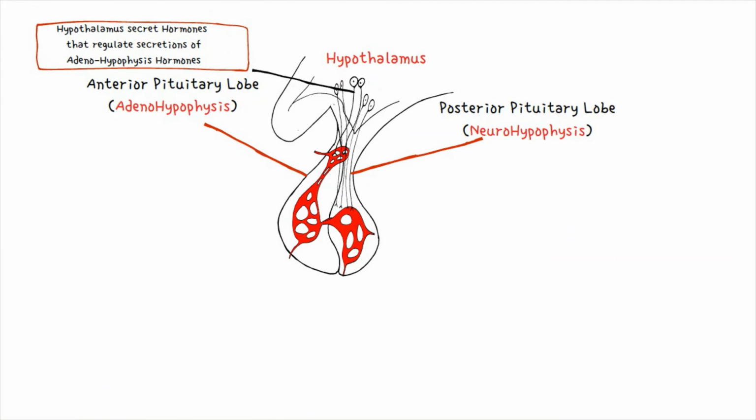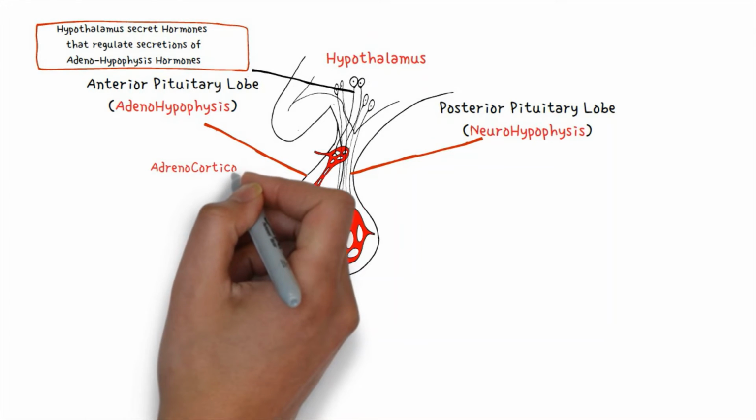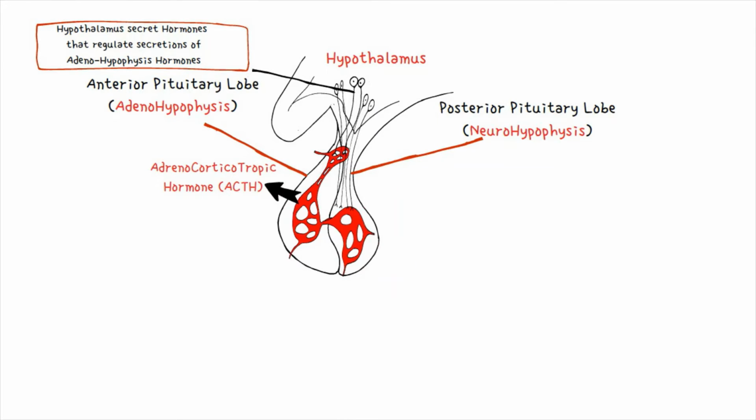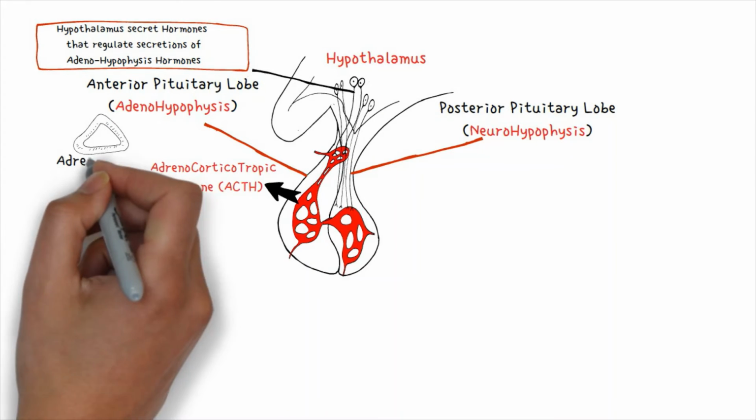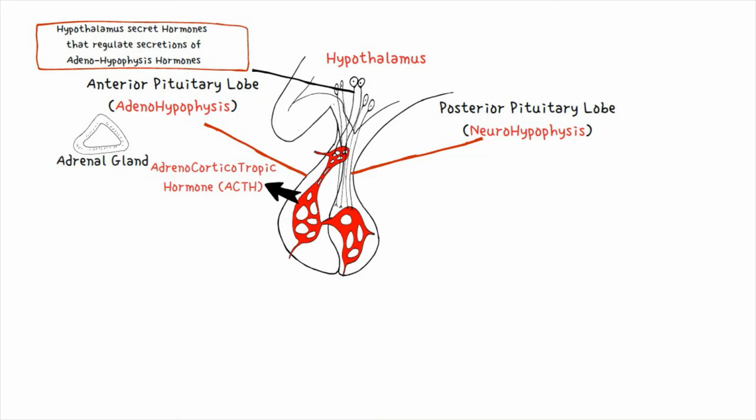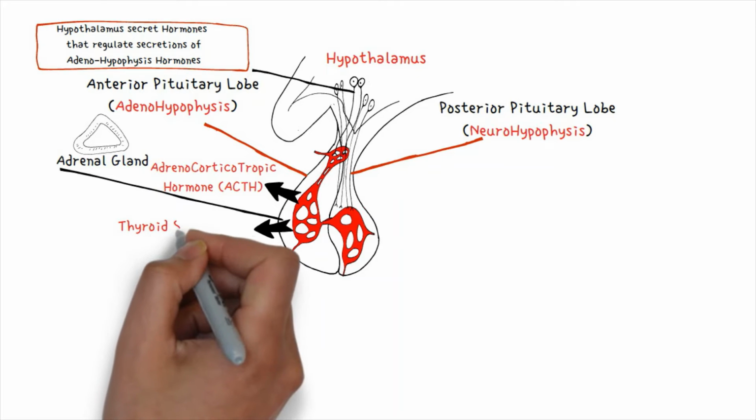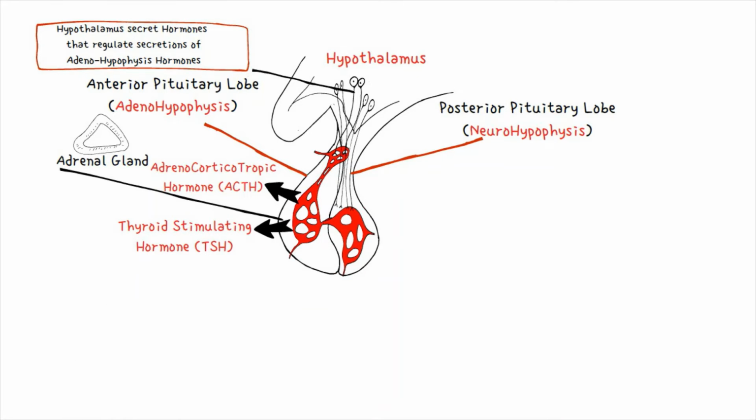So anterior lobe of the pituitary gland produce its own hormones. Upon stimulation from the hypothalamus, anterior lobe of the pituitary gland synthesize and secrete adrenocorticotropic hormone which stimulate the cortex of the adrenal gland to synthesize and secrete cortisol in the blood. Endocrine cells of the anterior lobe also synthesize and secrete thyroid stimulating hormone which targets the thyroid gland of the body.